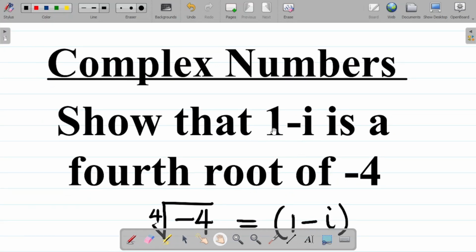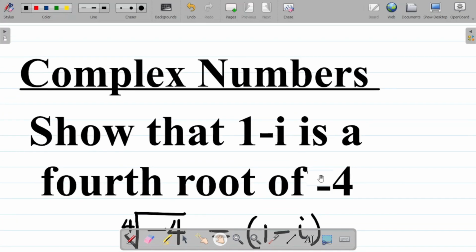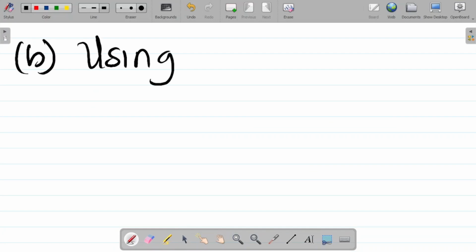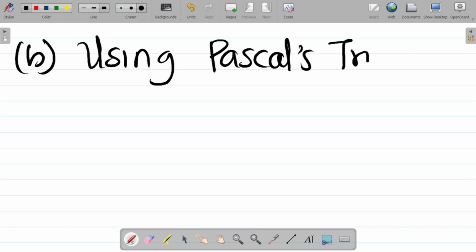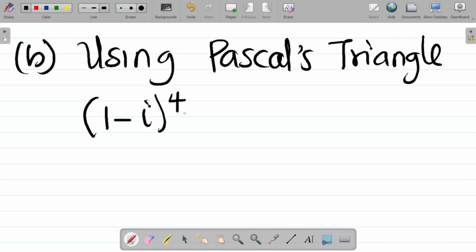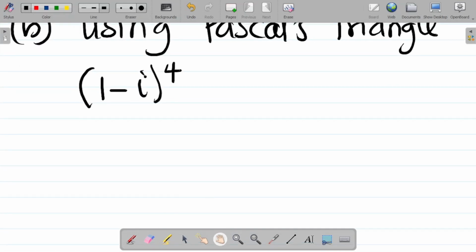Let's now look at how we can solve this using Pascal's triangle, or Pascal's coefficient, whichever one. The question here was 1 minus i to the power 4, and we're going to use Pascal's triangle or Pascal's coefficient for this.